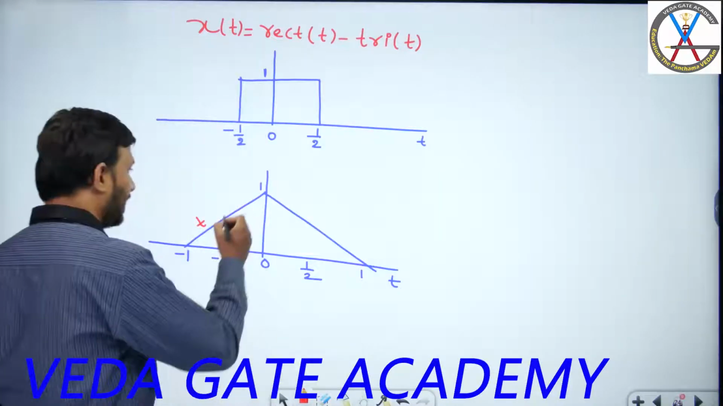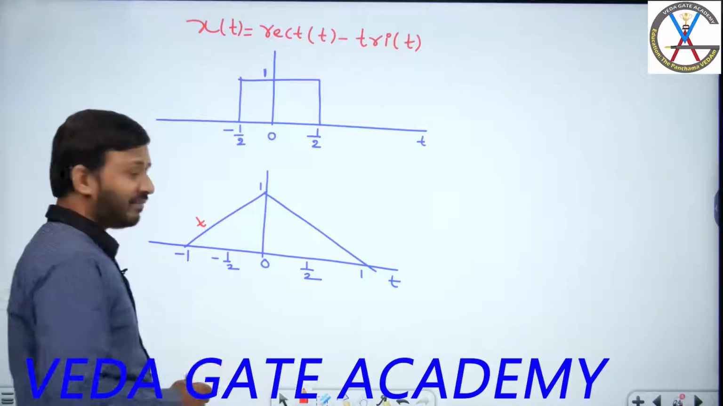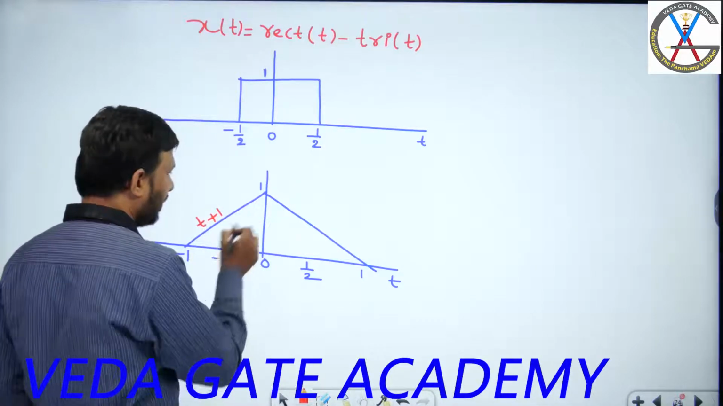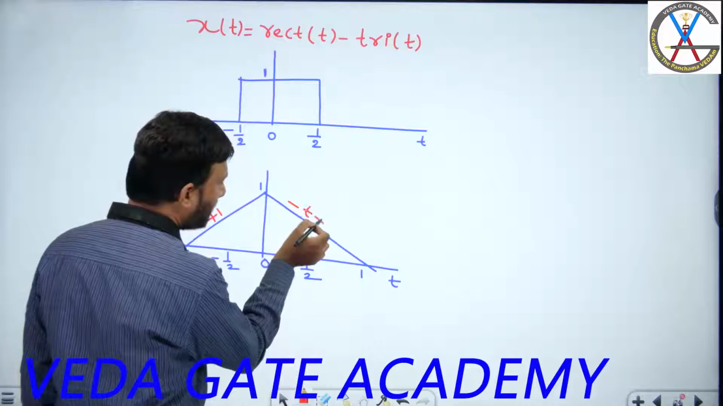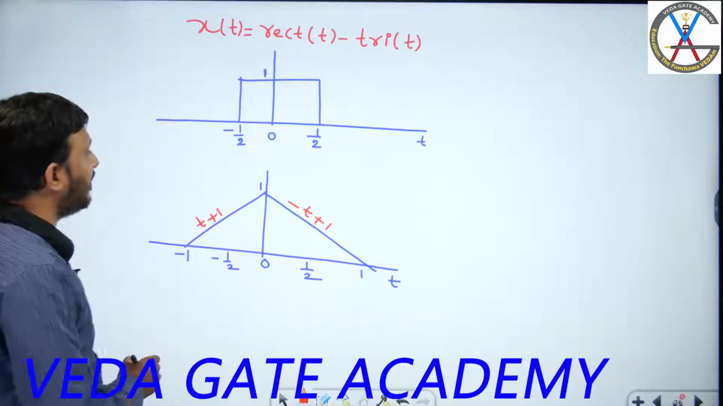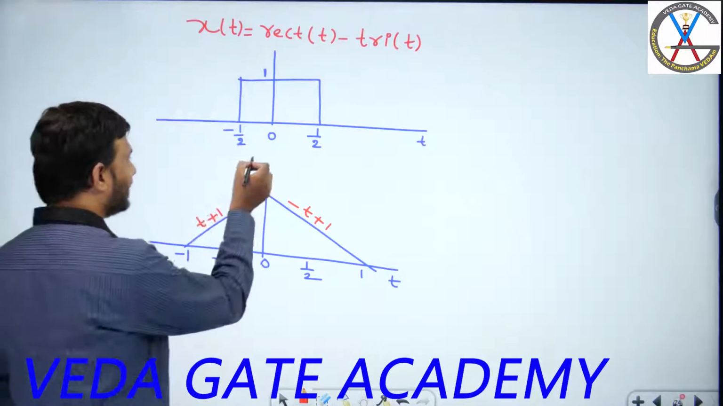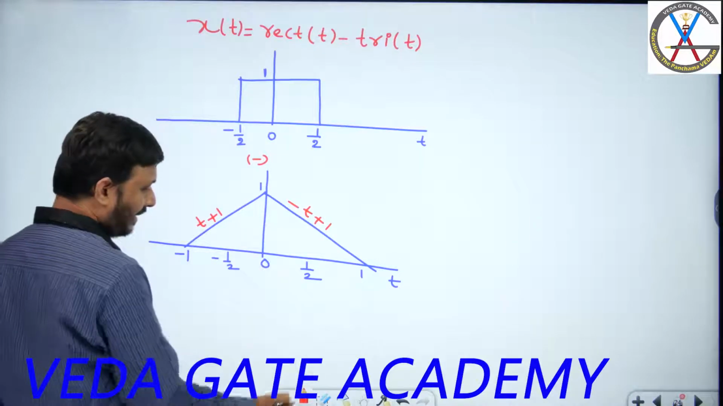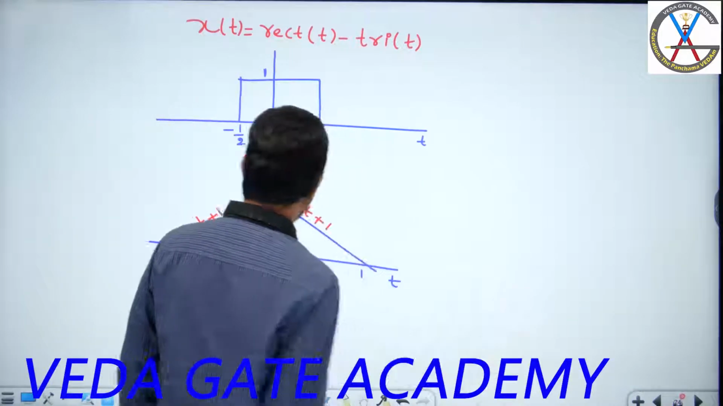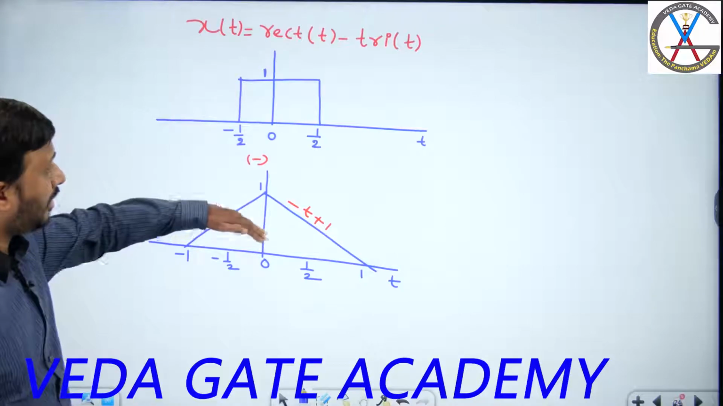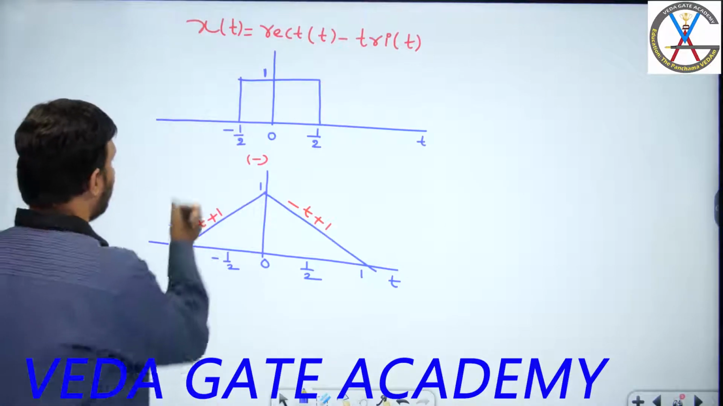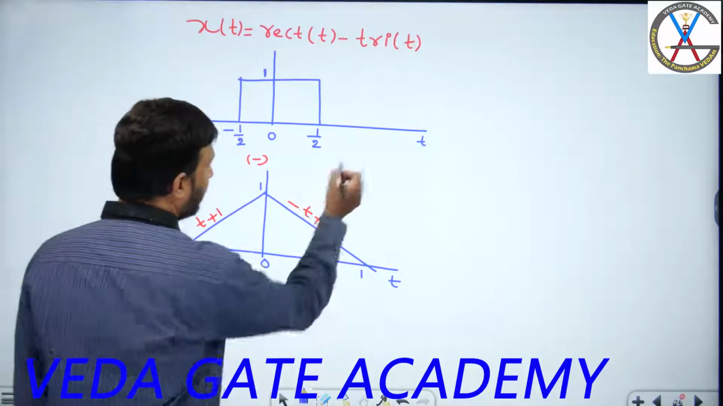Independent variable is t, plus intercept along the vertical axis. This is 1. This is minus t plus 1. Now, what is the operation involved? Subtraction. You have to subtract the bottom signal from the top signal. So this is -1. This is 1 here.